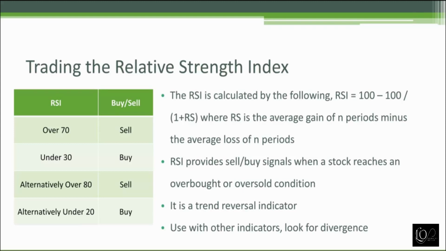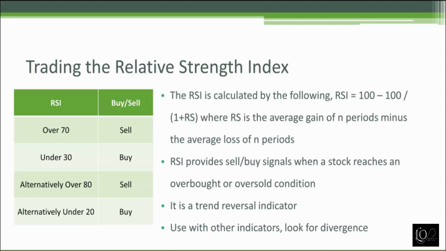So when RSI rises over 70, we're going to look to sell the stock, or at a minimum, we're going to look to tighten our stops and be ready for the stock to turn down. When the RSI is under 30, we're going to look to buy the stock, as the stock is in an oversold condition at that point. Some traders like to use 80 and 20 as opposed to the 70 and 30 level with RSI.